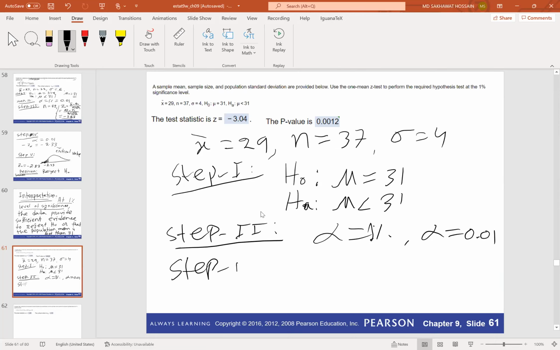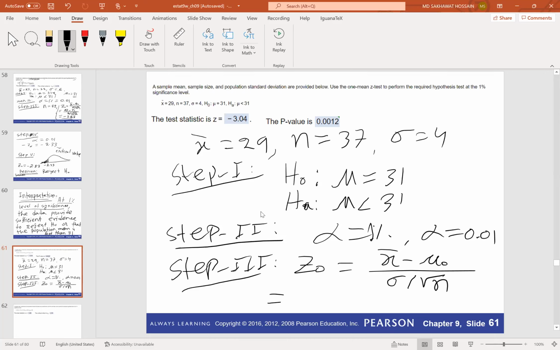Step 3 is calculate the test statistic. So you need to calculate the z observed, which is X bar minus mu 0 over sigma over square root of n. So X bar is 29, mu 0 is 31, sigma is 4, over square root of 37. If you simplify this one, then it will be negative 3.04. So this is our test statistic, z observed.